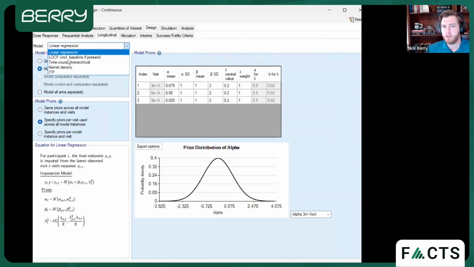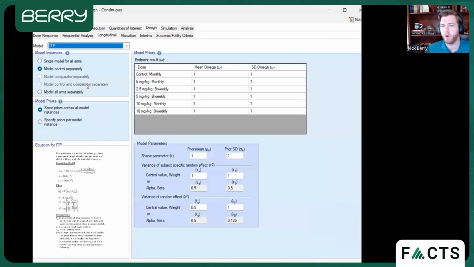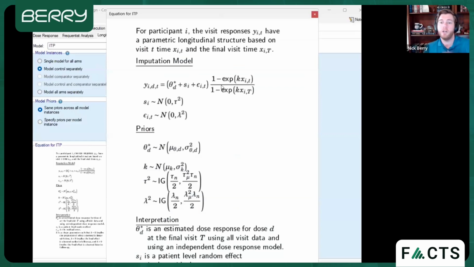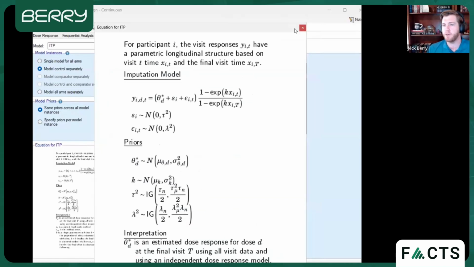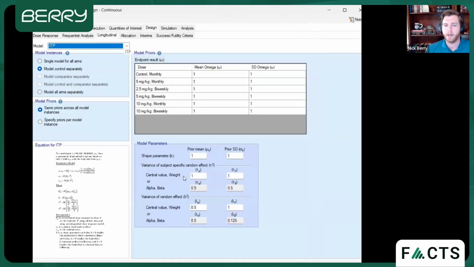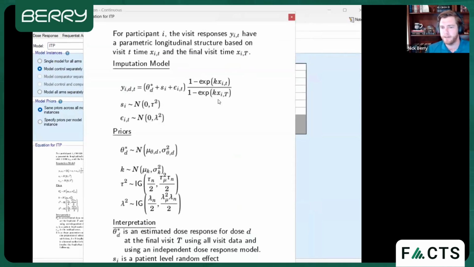The linear regression model, time course hierarchical, kernel density, and then this is the integrated 2-part model. I'm not going to go through all these in detail, but each of them has its own equations, its own shapes and opinions about what the shape of the patient should be. We have interpretations here, and there's much more in the user guide. So I encourage you to sit down with these and let them simmer, because looking at this right off the bat, it's not obvious.